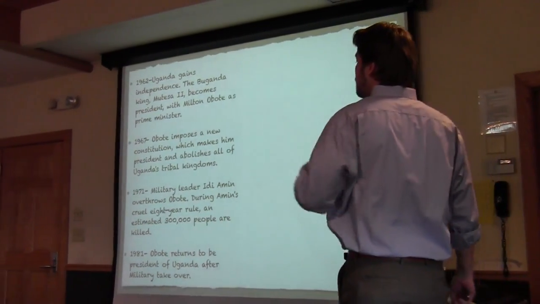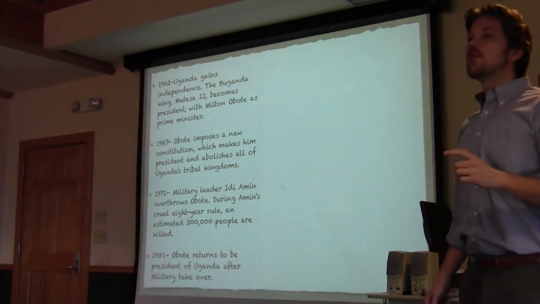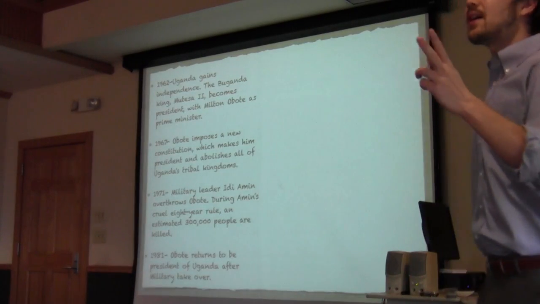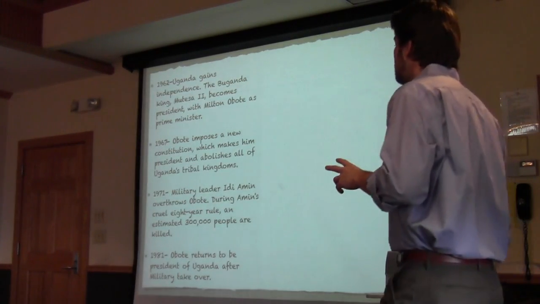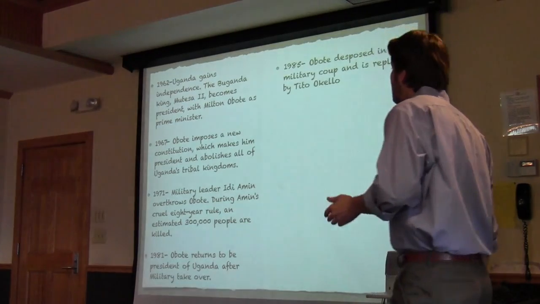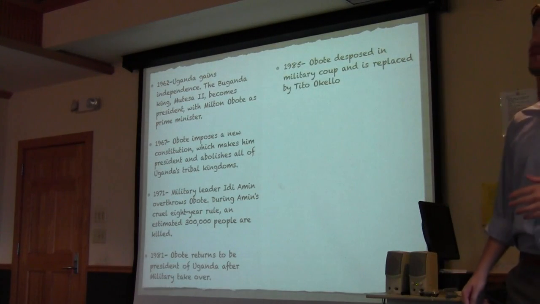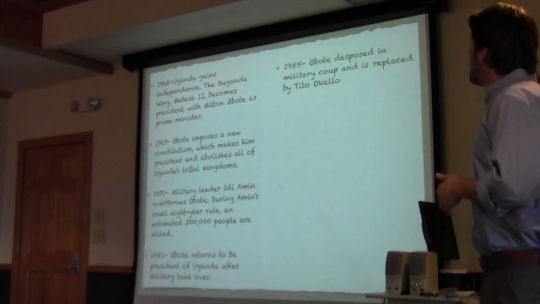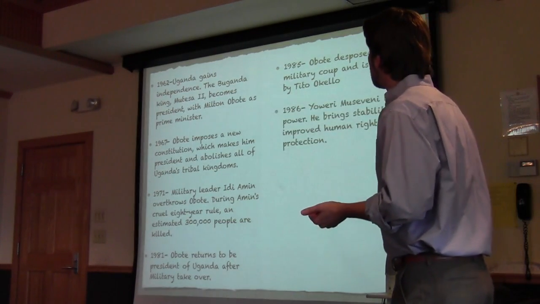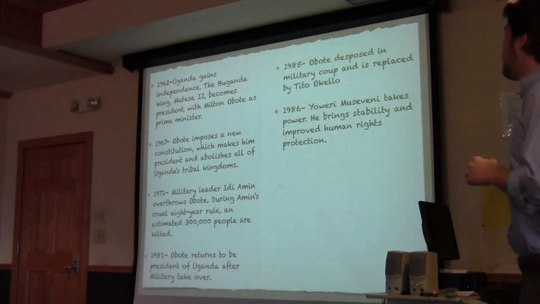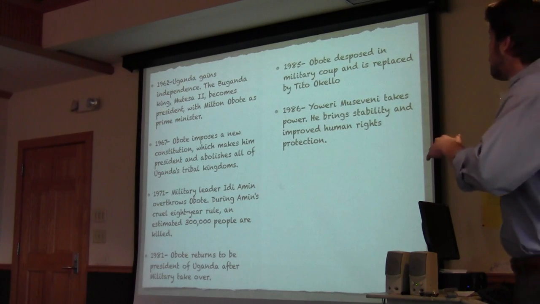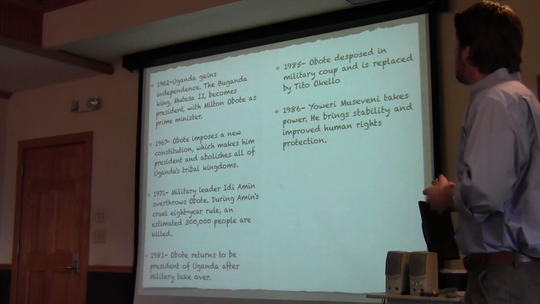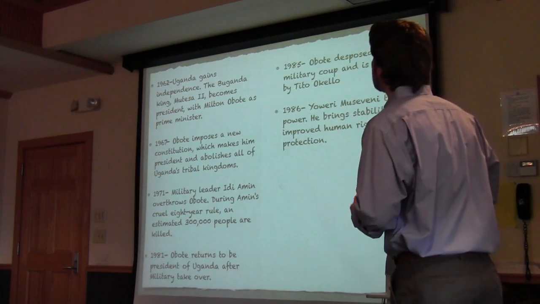Obote returns to become president of Uganda after a military takeover in 1981. So this is his second time as president of the country. In 85, he is deposed in a military coup and is replaced by Tito Okello. And then 86, Yoweri Museveni takes power through another military coup or overthrow with the help of the military.